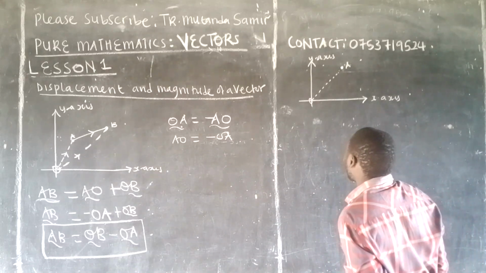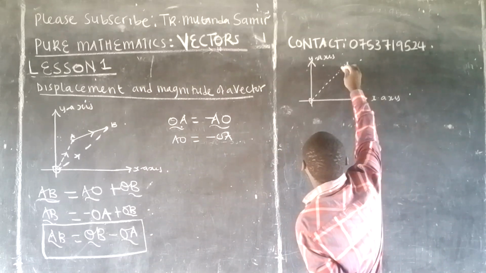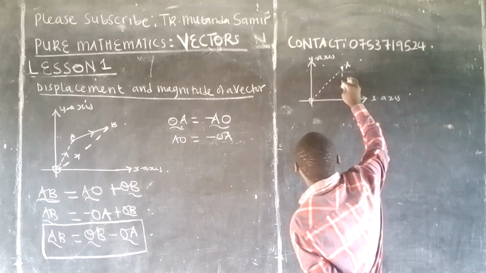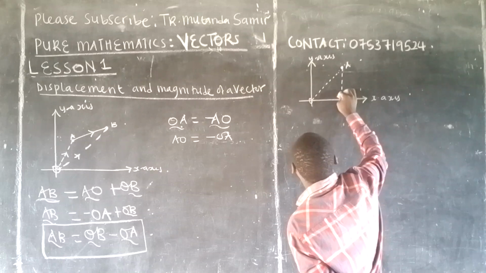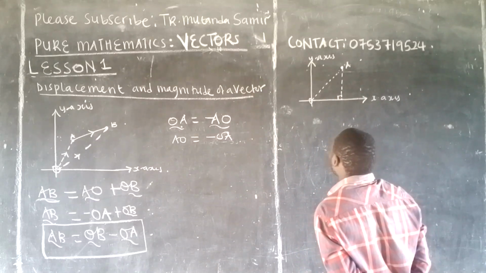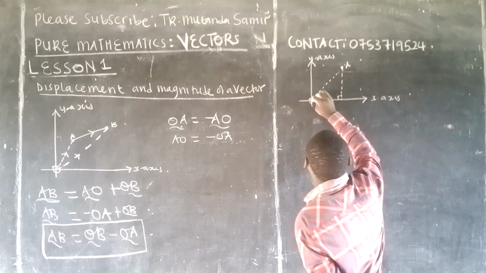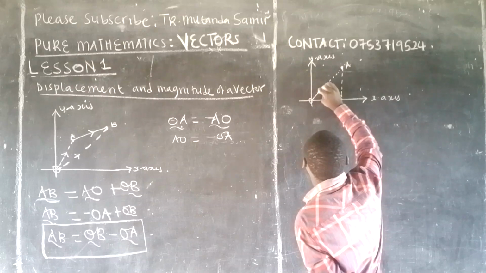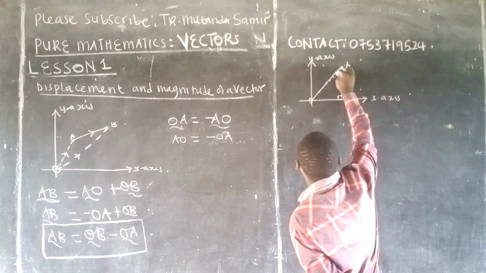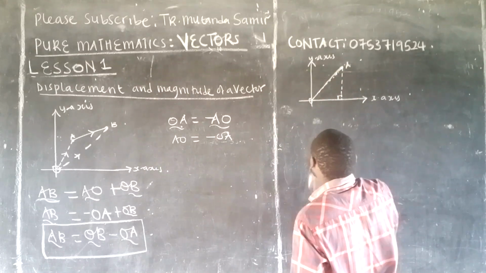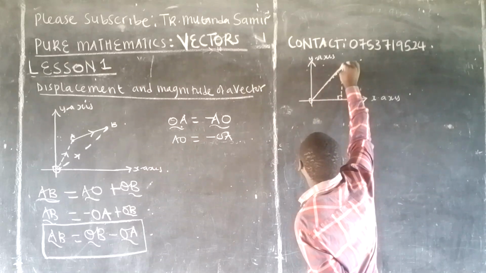Realize that if you drop a perpendicular from here like this, it will give us an angle of 90 degrees. Now, I want to get the length from here up to there. Let me even highlight it. The length is the same as magnitude. I want to get the length from here up to there.